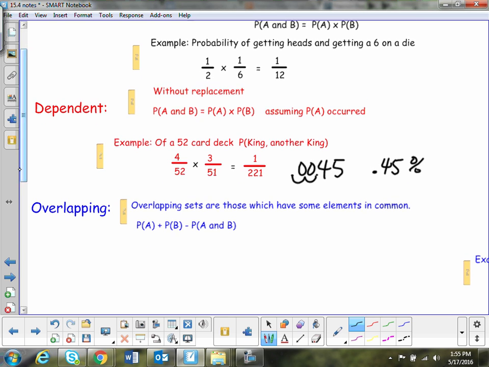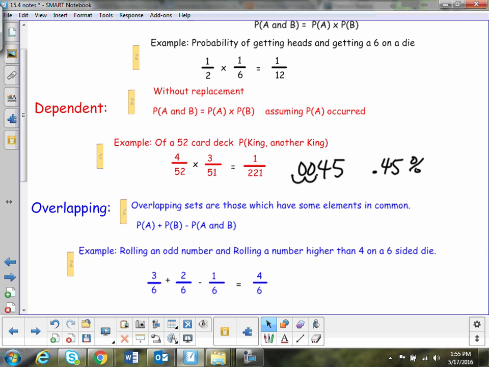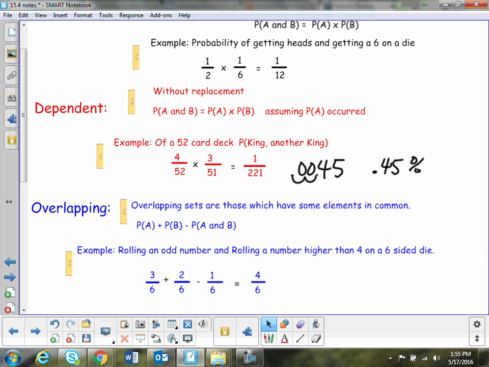The next one is called overlapping. It's when you have overlapping sets, those that have some elements in common. Hopefully you wrote the formula down: the probability of A plus the probability of B minus the probability of A and B. So here's an example of overlapping. Rolling an odd number and rolling a number higher than 4 on a regular 6-sided die, or cube, whatever you want to call it.